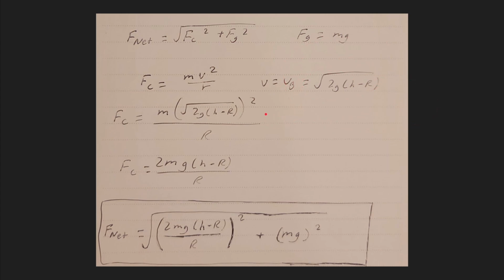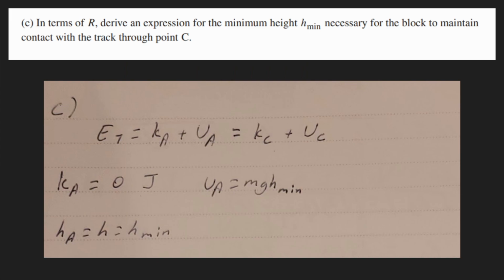Now, we plug in our values for Fc. m times our velocity, since it's in the square root, just squaring it takes it out of the square root. So that leaves us with 2mg times (h minus r), all divided by r. And now we plug it back into our F net formula. F net is equal to Fc, right here, squared, plus Fg, here, squared, and it's the square root of all that. And see, it's pretty simple. Now let's go on to C, my friends.